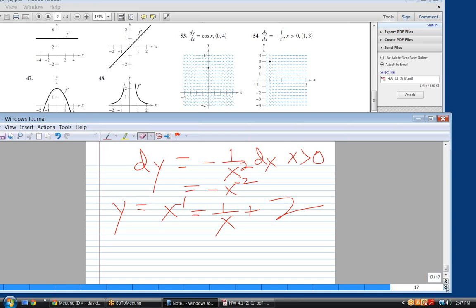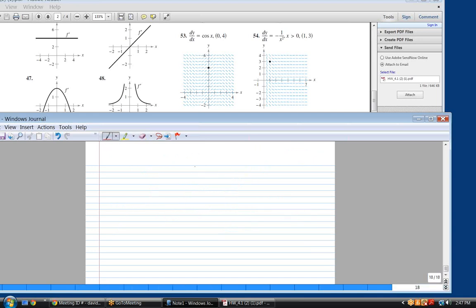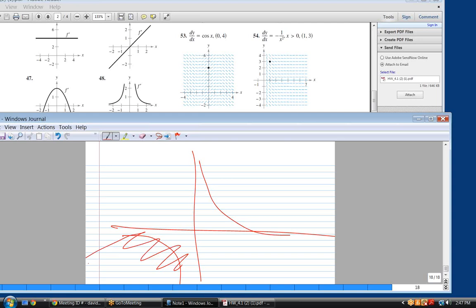Which means if I was going to graph 1 over x plus 2, well, here's 1 over x. I can eliminate this because they said x has to be greater than 0. So if I vertically shift this by 2, it looks like that. In other words, if I draw a hyperbolic function through that black point there, it'll come down and it'll have a horizontal asymptote at y equal 2.